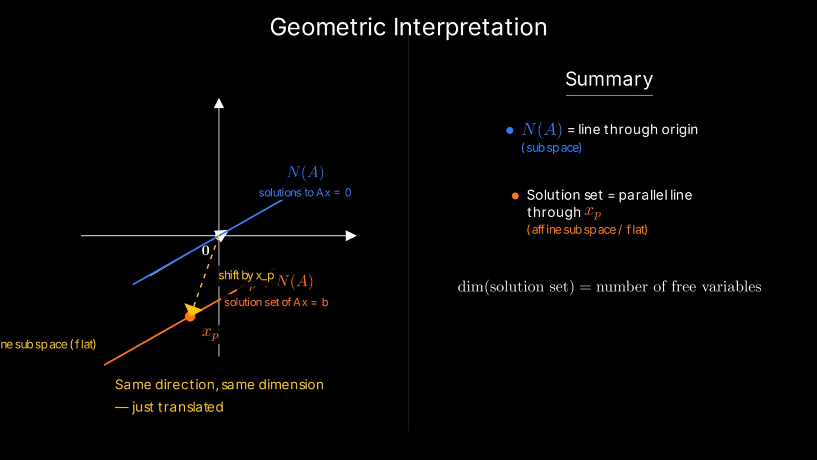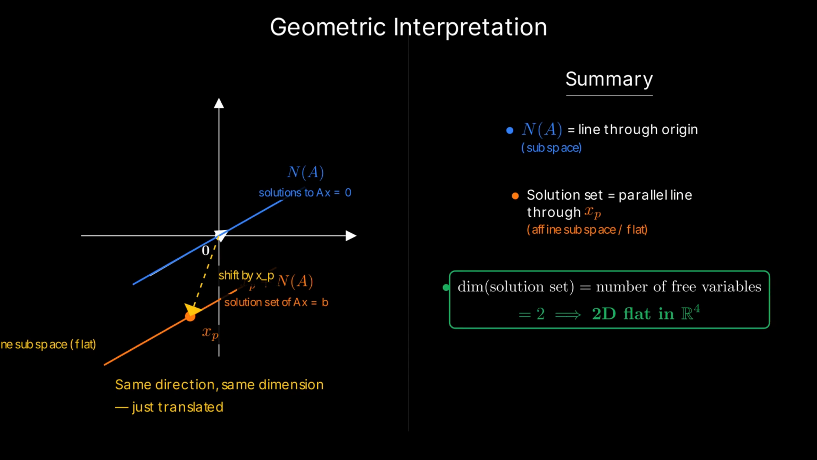In our actual problem, we had 2 free variables, which means the null space is a 2-dimensional plane through the origin in R4. The solution set to Ax = b is a parallel plane shifted to pass through x particular. So the dimension of the solution set equals the number of free variables, which is 2 in our example, giving us a 2-dimensional flat in R4.